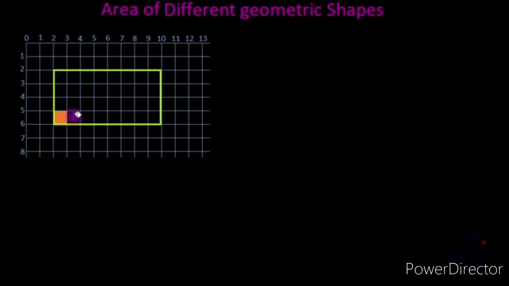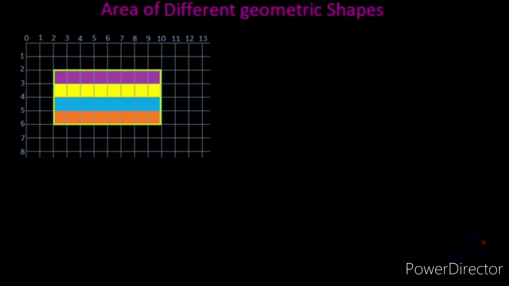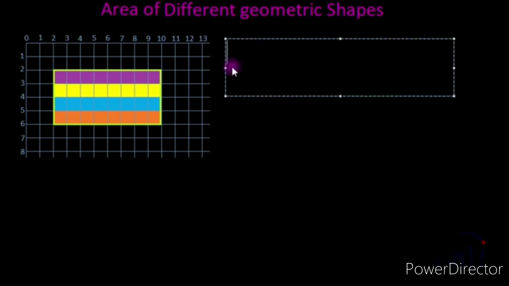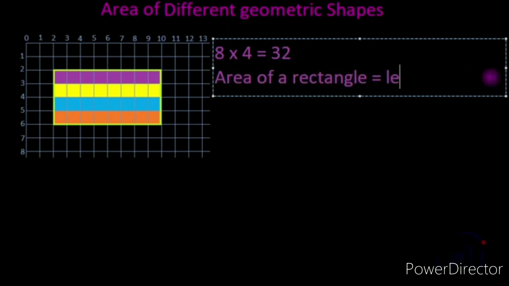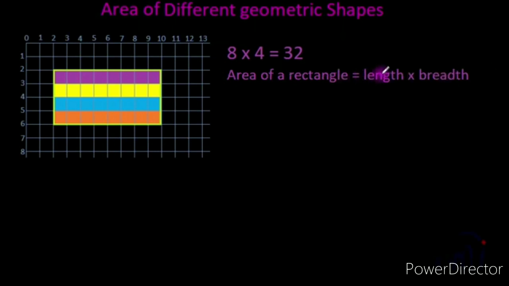So we have a total of 1, 2, 3, 4, 5, 6, 7 and 8 squares along the length, and we have a total of 1, 2, 3 and 4 such rows. So we are going to have a total of 8 multiplied by 4, that is 32 such squares. We can write the area of a rectangle is equal to length multiplied by breadth, because here length tells us the number of unit squares along the length and breadth tells us the number of rows in the rectangle.